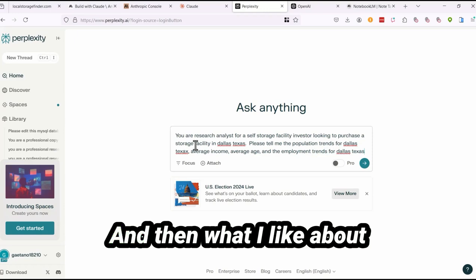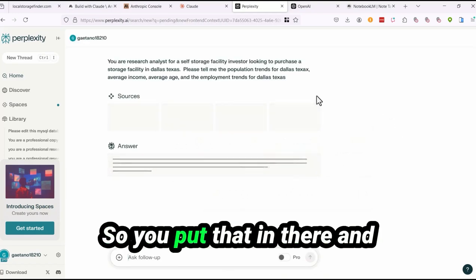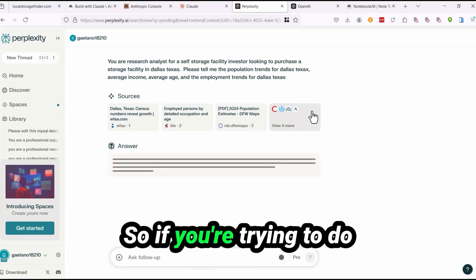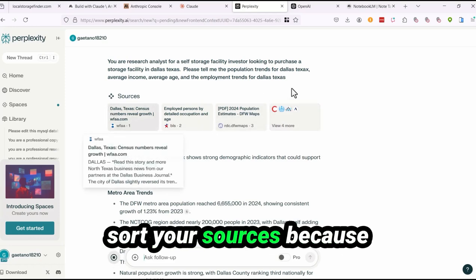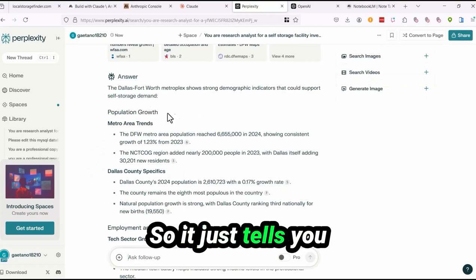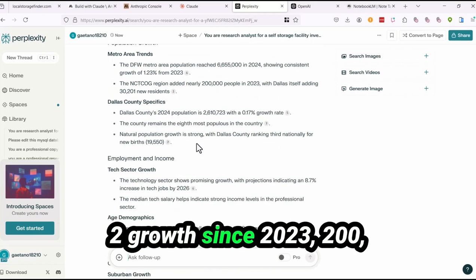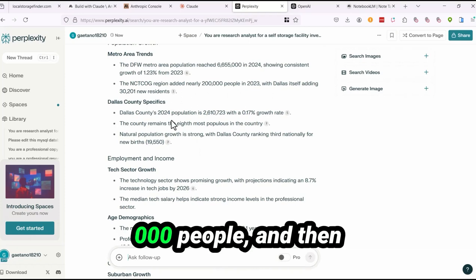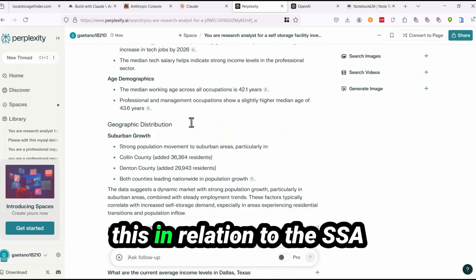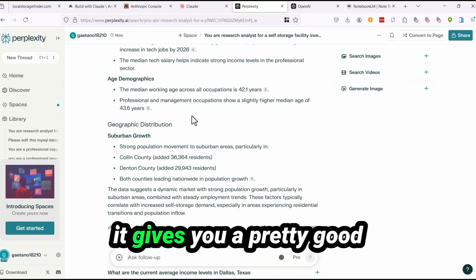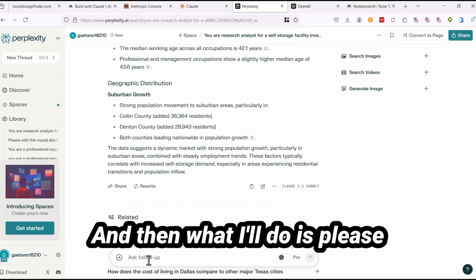And what I like about Perplexity is you can continue the conversation after it gives you the answers. Put that in there and it will tell you the sources. So if you're trying to do a bank presentation, take information from Perplexity, you can actually cite your sources, because it's pretty good at it. So it tells you population growth, metro area population reached, consistent 1.2 growth since 2023, 200,000 people, and age demographics 42. If you take this in relation to the SSA demand study, it gives you a pretty good idea of your demand.